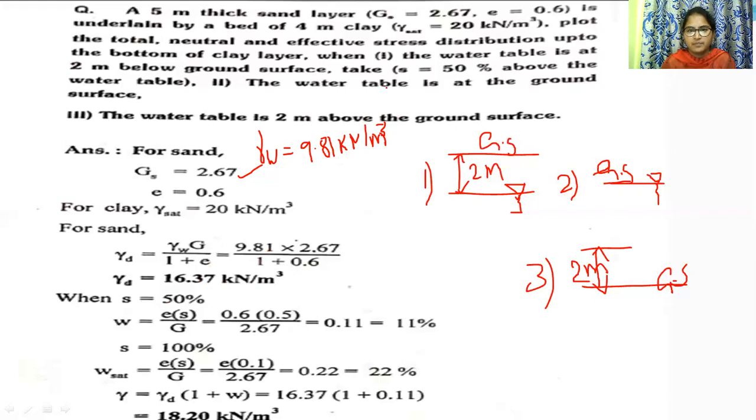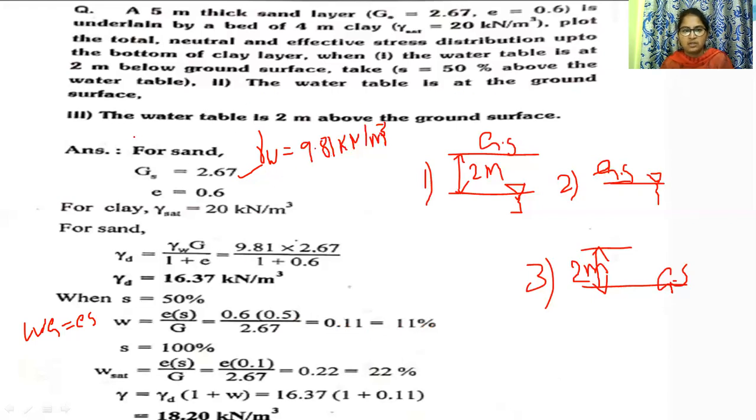And here, in the first case, the water table is at 2 meters below ground surface and saturation is equal to 50%. So S is equal to 50% is given. We know w G is equal to e S. So w is equal to e S by G, where e is equal to 0.6, S is equal to 0.5, G is equal to 2.67. That is equal to 11%.